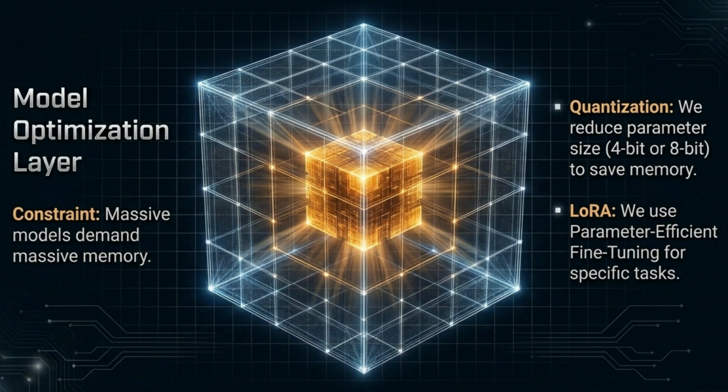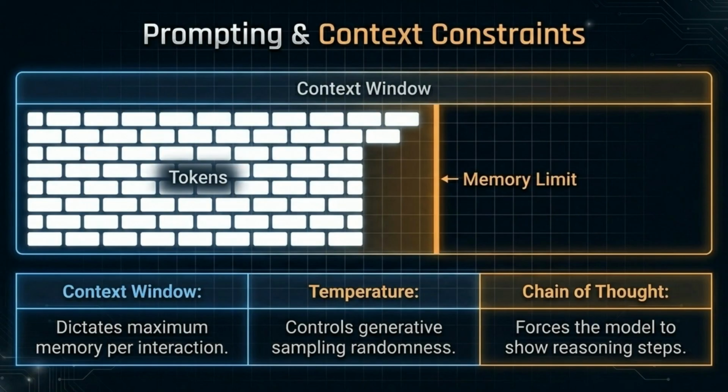Techniques like quantization reduce parameter size to save memory, while LoRA, or low-rank adaptation, enables parameter-efficient fine-tuning for specialized tasks. Effective prompting requires an understanding of constraints. We manage context windows to control memory limits, adjust temperature for randomness, and use chain-of-thought prompting to force models to reveal their underlying reasoning steps.